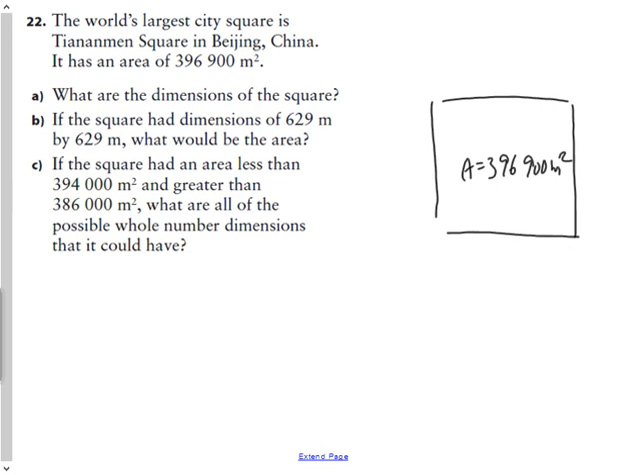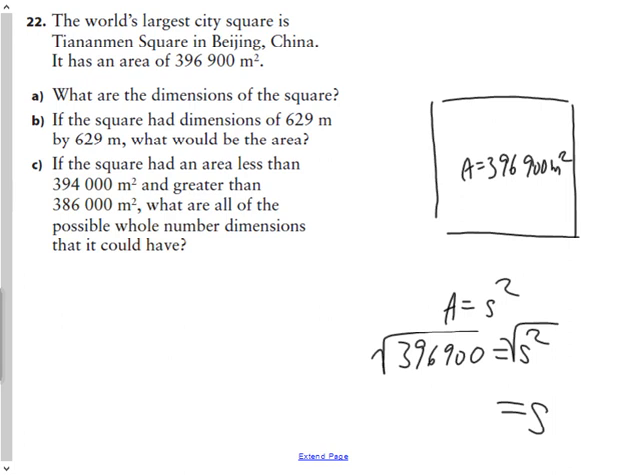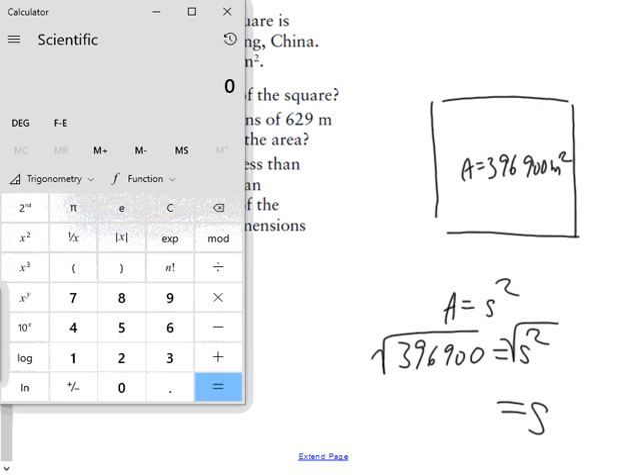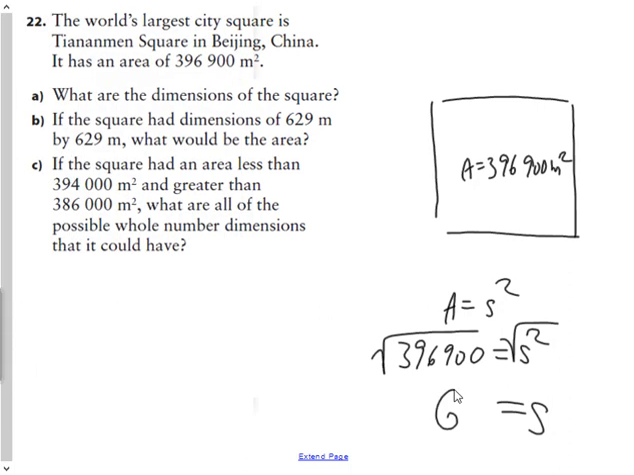So again, area equals side squared. If I square root both sides, the square root of s squared is s, and the square root of 396,900, using the square root button, is 630. So therefore, the side length of Tiananmen Square is 630 meters long. That's pretty big. It's over half a kilometer long.